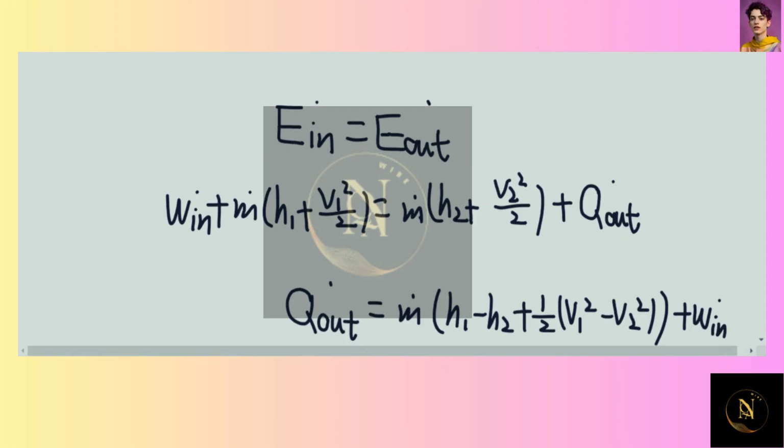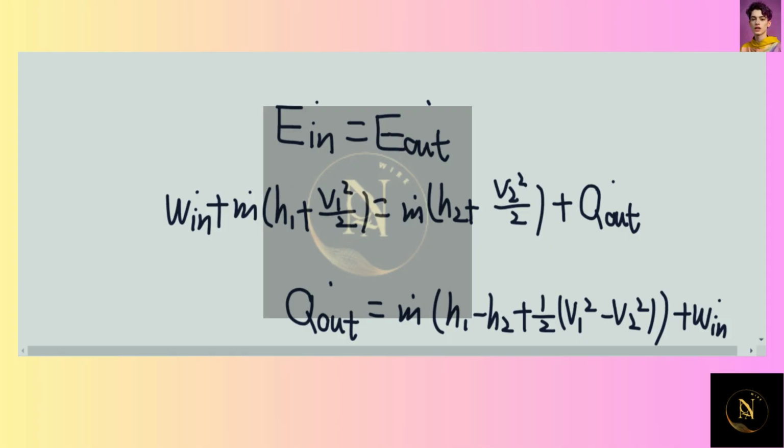Okay, so for this question, we can apply the energy balance equation. If Ė_in is equal to Ė_out, if we expand it, we have Ẇ_in plus ṁ times (h1 plus V1²/2) is equal to ṁ times (h2 plus V2²/2), and then plus Q̇_out. Ẇ_in here is the power input, or in other words, the rate of work done on refrigerants.